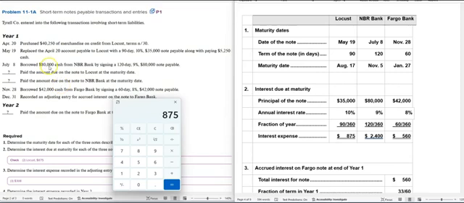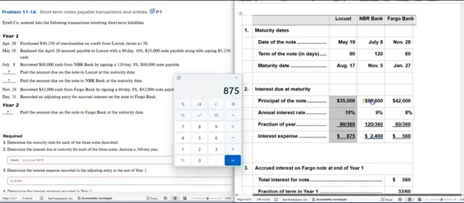The NBR Bank, excuse me, sorry, I missed the NBR Bank one. $80,000 note payable, 9% interest for 120 days. $80,000 times the stated interest rate of 9%, times 0.09, times 120 divided by 360. Interest owed on that 120-day note, $2,400.